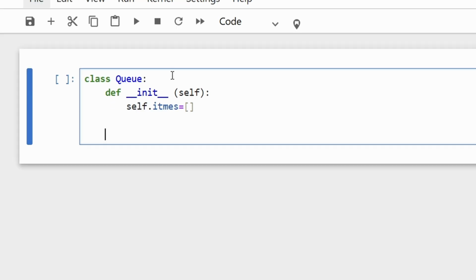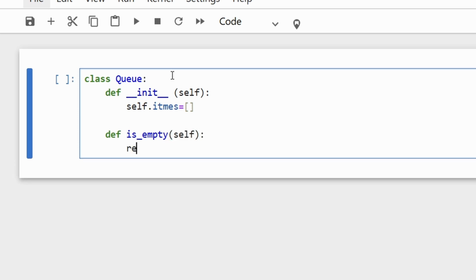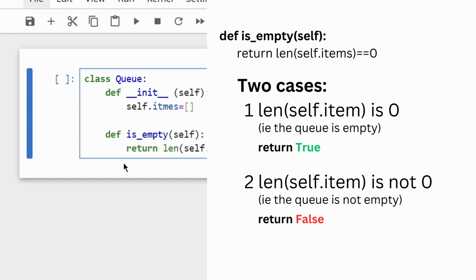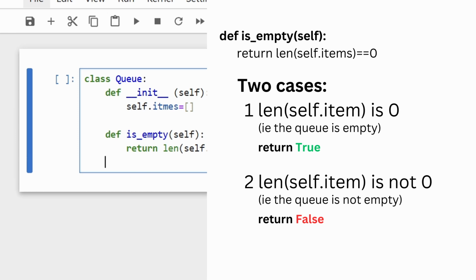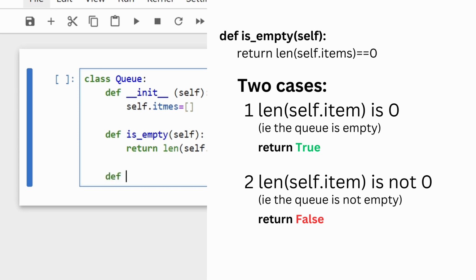The first method we'll create is to see if the queue is currently empty, which is the method called is empty. And then it will return the length of the list, whether it equals 0. If the length is equal to 0, it will return true. If the length of the list is not 0, it will return false.